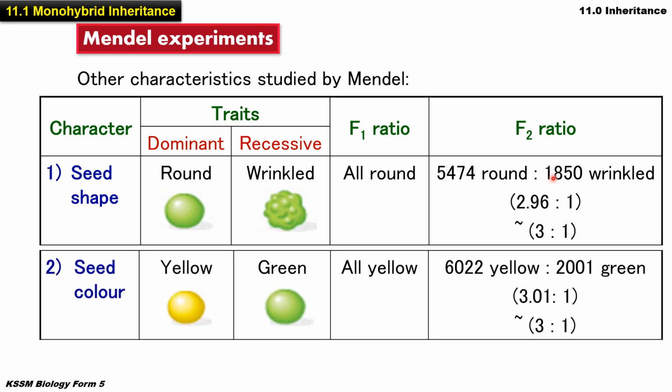Dia pun tanam lagi. Dia study about the seed color. Ada yellow, ada green, the traits. So, yellow ialah dominant, green ialah recessive. So, F1 generation, semua pun dominant, which is yellow. Okay. F2 generation, ada dominant, ada recessive. So, dominant dia ialah yellow, 3, and recessive ialah green 1.